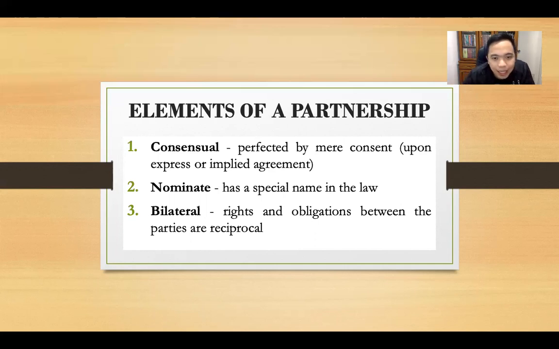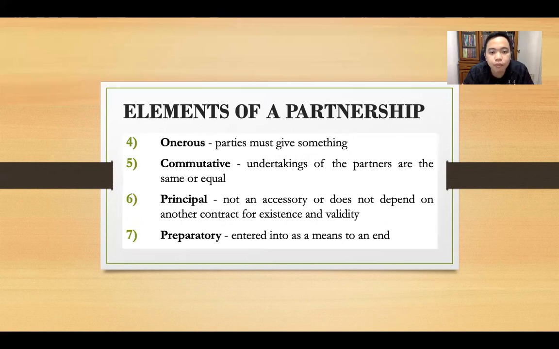Second is that it is a nominate contract because the law gives it a special appellation or special name, class. Number three, it is bilateral in nature because there are reciprocal rights and obligations that are incurred by the partners. Fourth, it is onerous because you have to give something. You have to contribute the MPI, money, property, or industry.